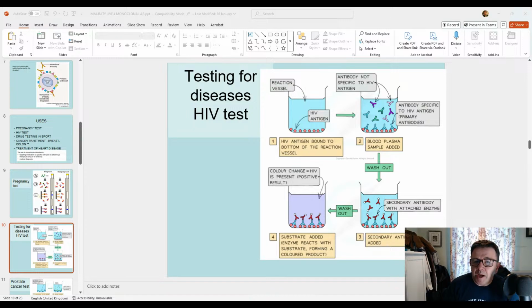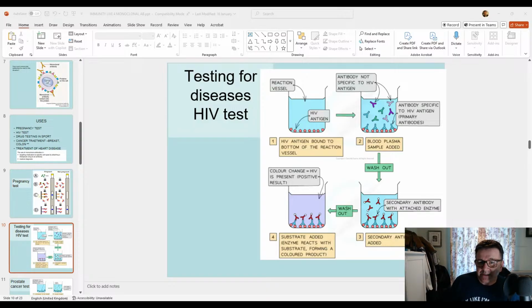All right, so you need to mention something called the ELISA test. The exam board, AQA, they might ask you about the ELISA test. So this is using lots of monoclonal antibodies to test lots of different samples to see if someone has a disease. So what they do is they bind the antigen that they're interested in.